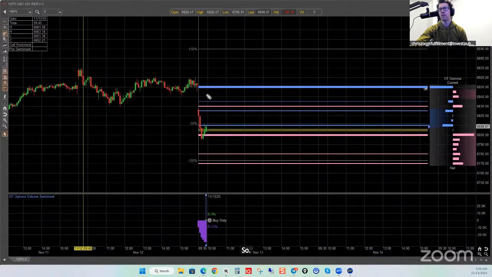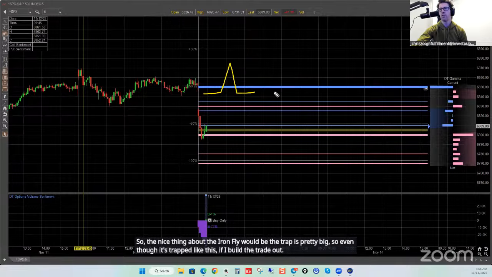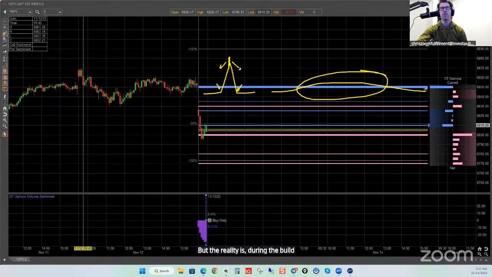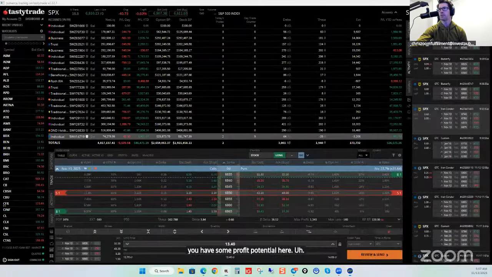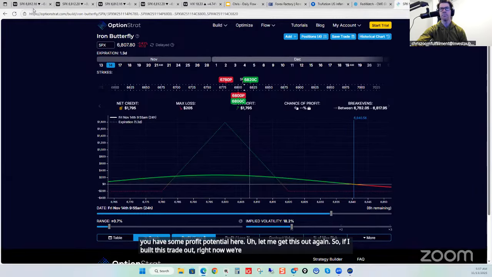So the nice thing about the iron fly would be the profit trap is pretty big. So even though it's trapped like this, if I build the trade out, the P&L looks more like this. I have a much wider area than 15 points. This is my center price, 15 points down, 15 points up, exactly 30 points wide. But the reality is during the build of this trade, you have some profit potential here. So if I build this trade out, right now we're trading around 68.12.